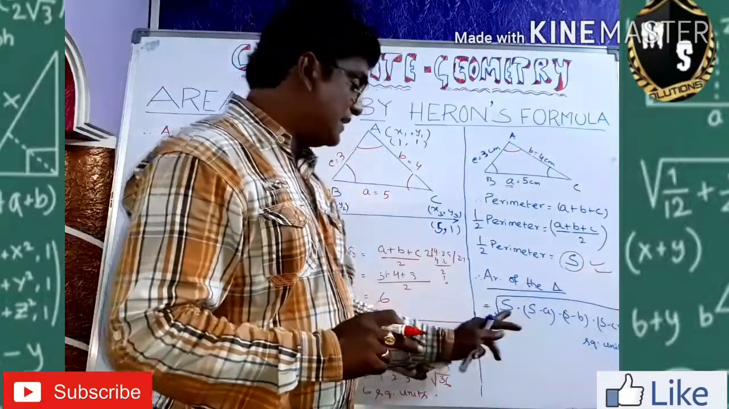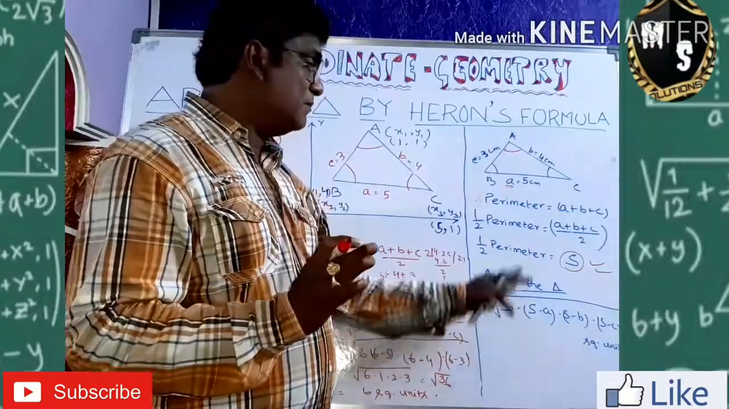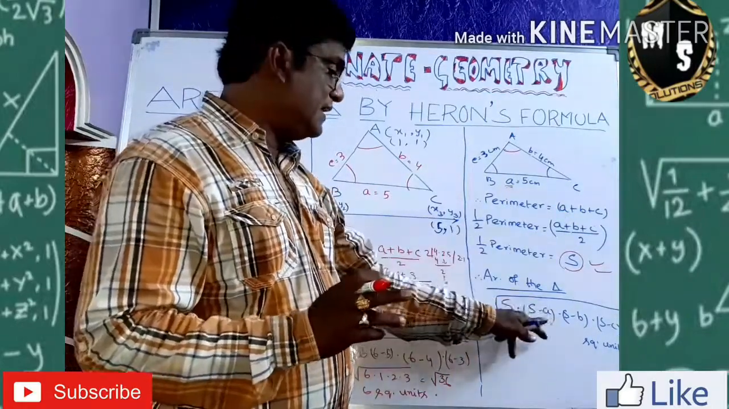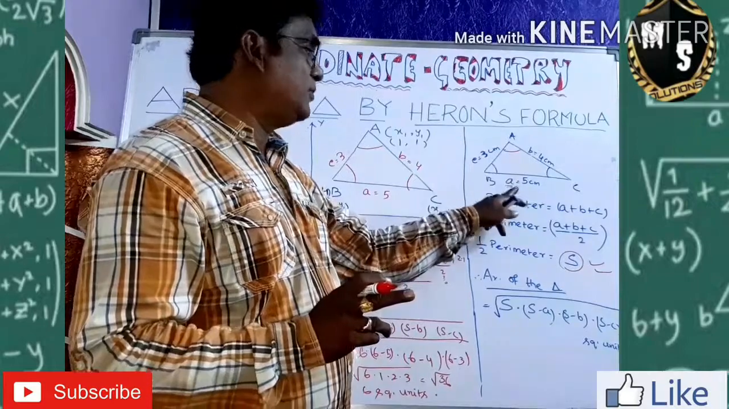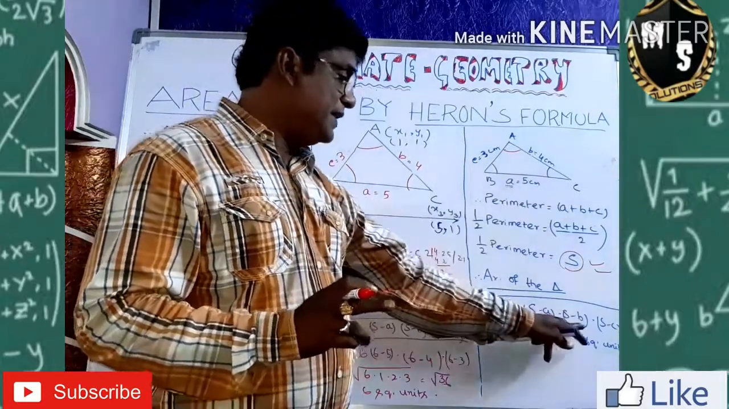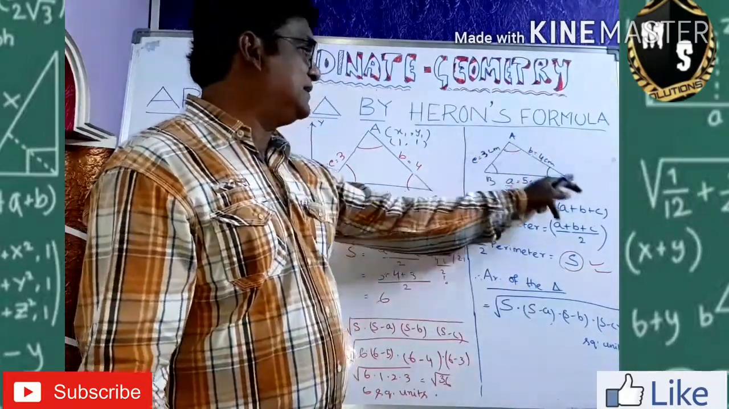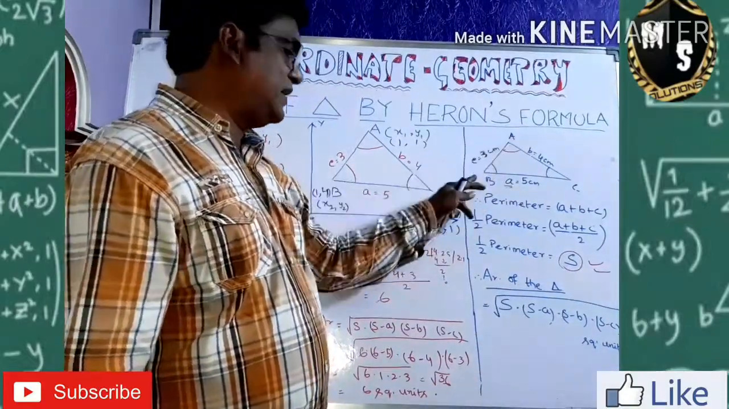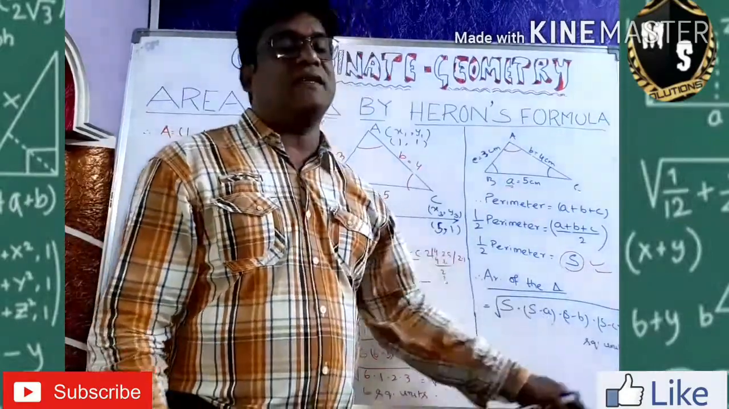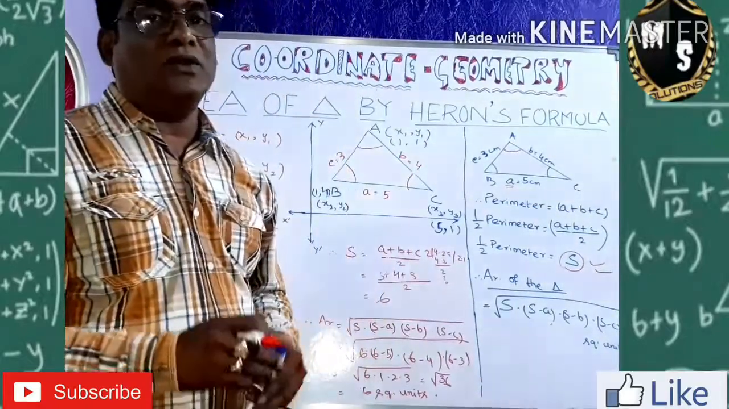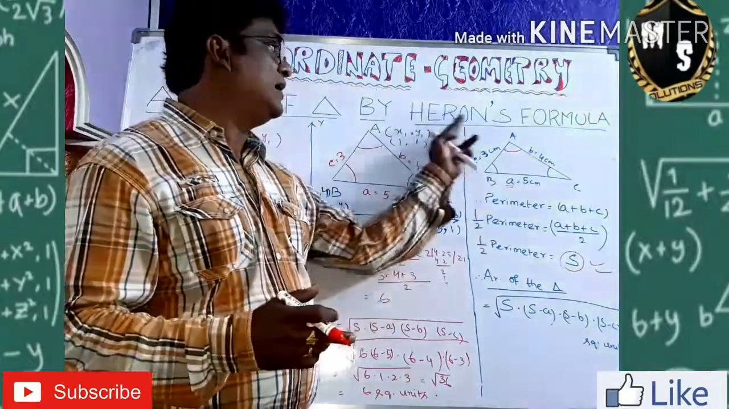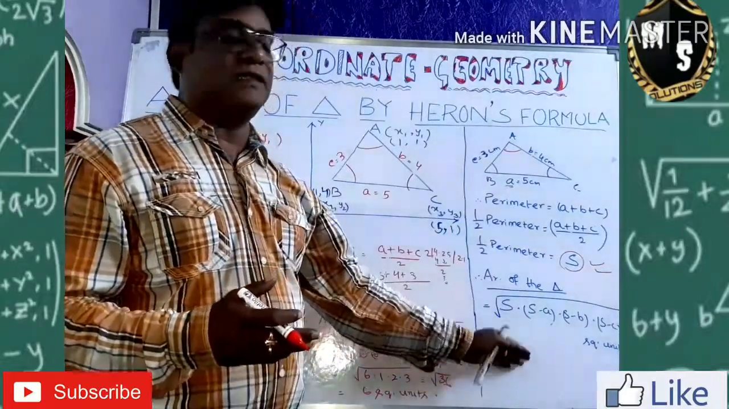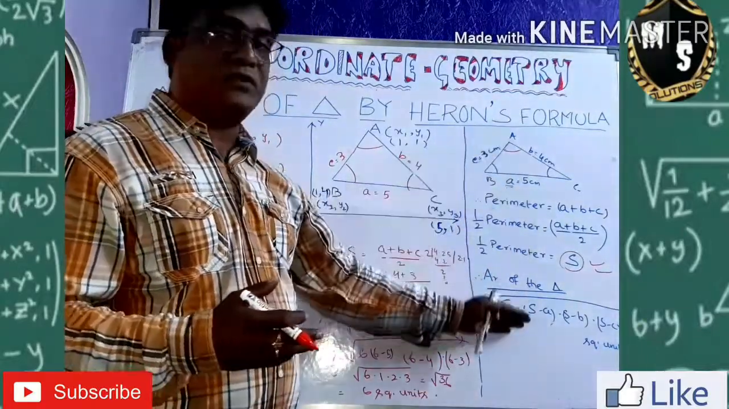Okay, so S is half perimeter. Perimeter you take, then divide it by 2, S will come. Then a is angle A opposite side, that means BC. b is angle B opposite side, that means AC. And c is your angle C opposite side, that is your AB. You put it there and get your area of the triangle by Heron's formula. But this is formal. This is not in your Cartesian plane.